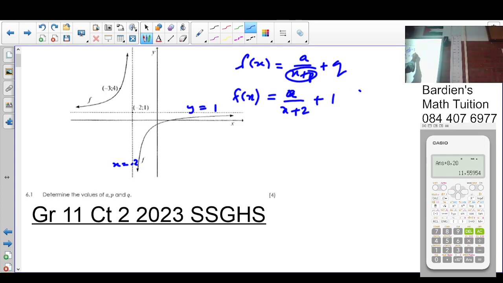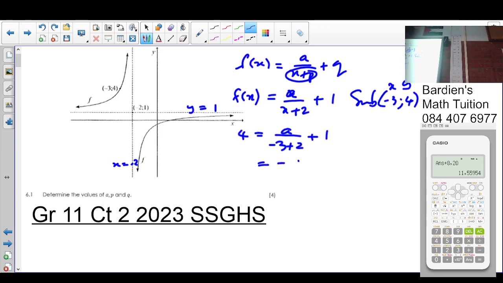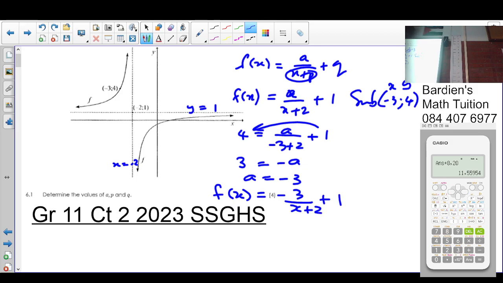So how do we calculate a? We substitute the point lying on this graph, which is (-3, 4). That's an x and a y. So 4 is equal to a over (-3 plus 2) plus 1. So it's going to give you negative a is equal to 3, a is equal to -3. So now f of x is equal to -3 over (x plus 2) plus 1. The question was the values of a, p, and q. So there's a, your p value is going to be 2, while your q value is 1.